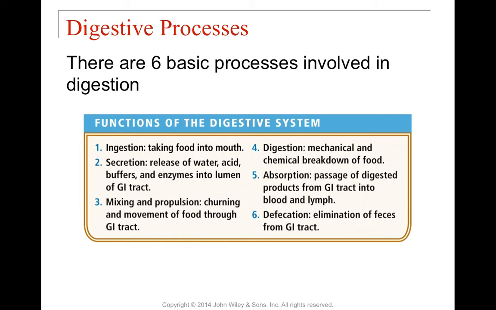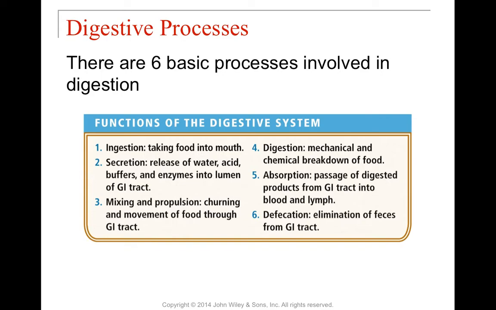Digestion is 2 different sections, both mechanical and chemical breakdown of food. So mechanical will be something like chewing or mastication or physical breakdown. And chemical breakdown involves enzymes or acids or things that are going to help chemically digest the food themselves.